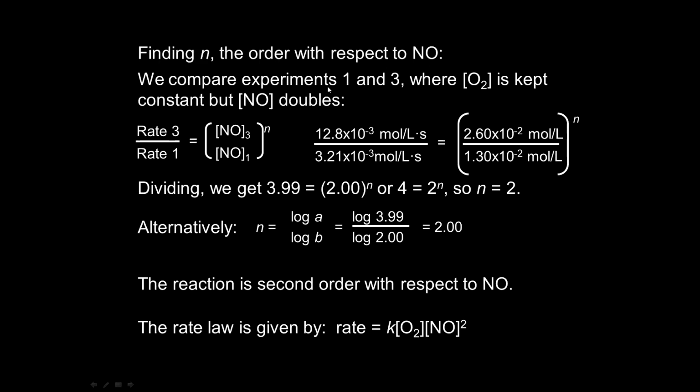experiments 1 and 3, where we doubled the nitrogen monoxide, we get a similar thing, and dividing you get 3.99 equals 2 to the n. So this is where I was saying it looked like it was quadruple, not double. So we kind of did this all in our heads, and looking at the algebra again does bother some people. But you can also do n equals the log of A divided by the log of B, and that'll give you a 2 also. So we get our reaction is second order with respect to NO.